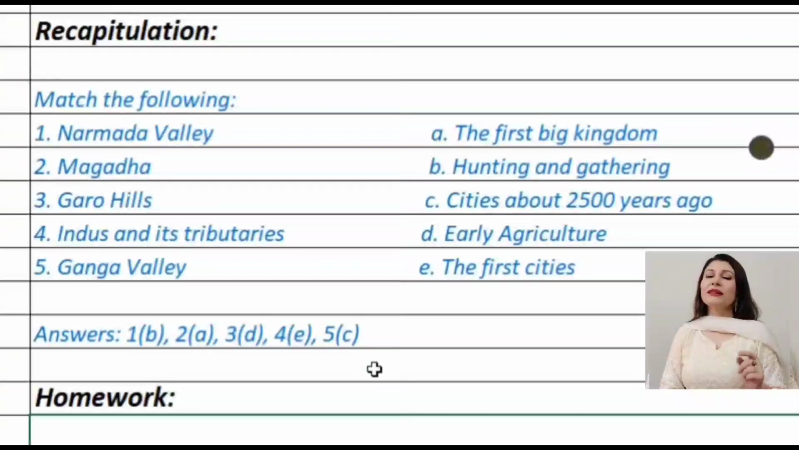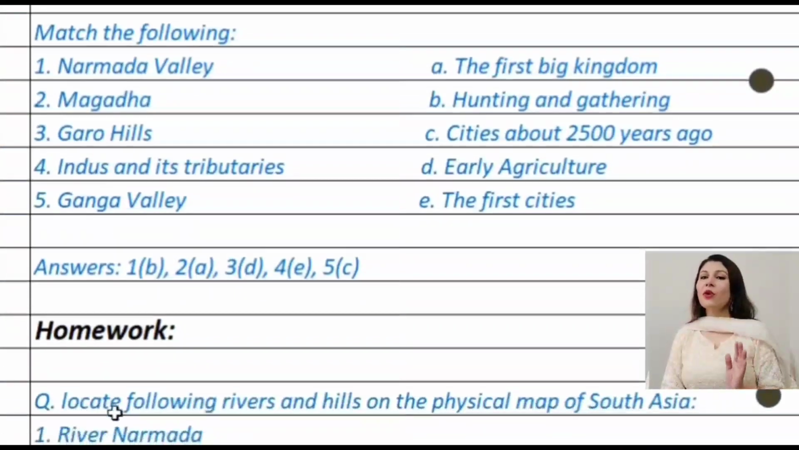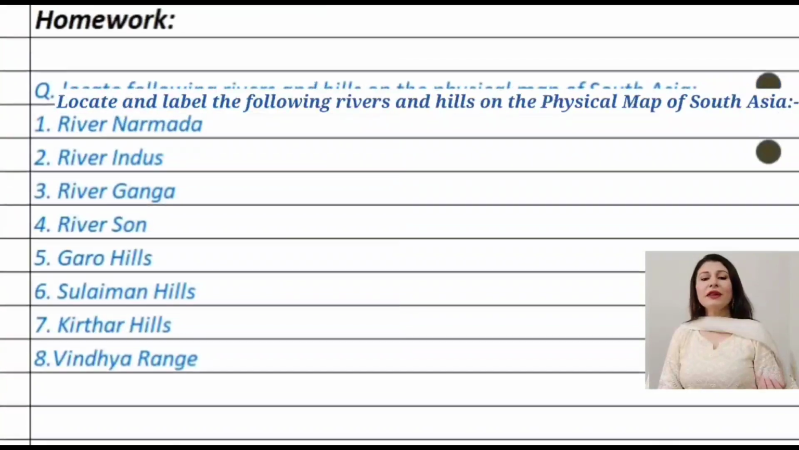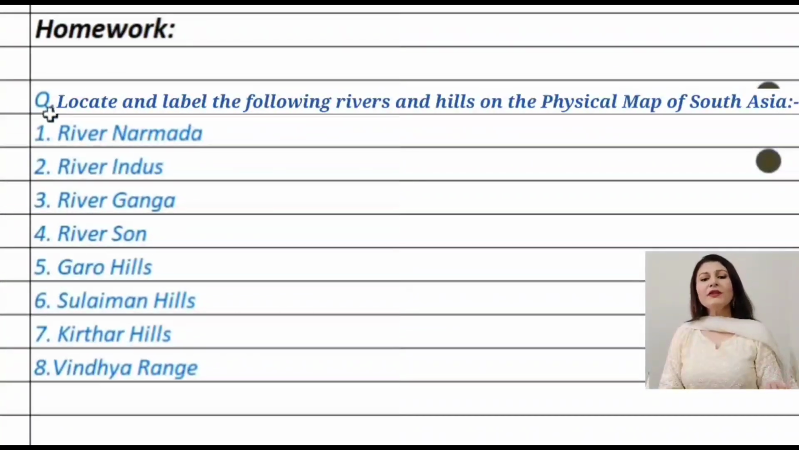The last part of the lesson plan is homework. Teachers should always give some homework to the students. So here you can give one or two questions. I have given them this question: locate following rivers and hills on the physical map of South Asia. Number 1, river Narmada, 2, river Indus, 3, river Ganga, 4th, river Sun, 5th, Garo Hills, 6, Suleiman Hills, 7, Kirthar Hills, and 8, Vindhya Range.